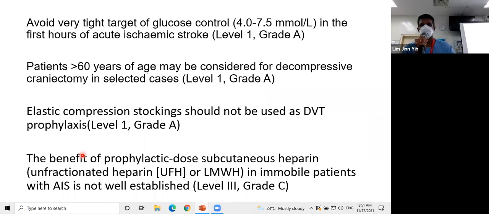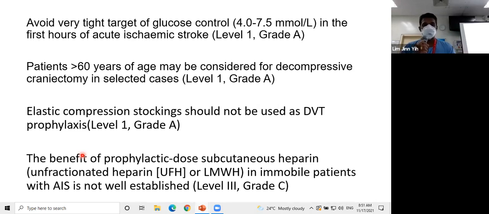Avoid very tight target glucose control. I think based on the presentation before this, they suggest keeping the DXT between 6 to 10. So here they said avoid very tight control of 4 to 7, because we're afraid that, let's say, the NPM patients and all that might become hypoglycemic. So try not to keep the glucose within the normal range within the first few hours of acute ischemic stroke.